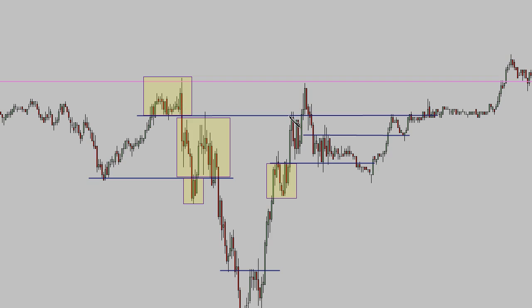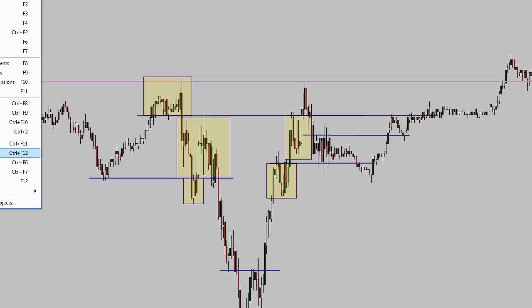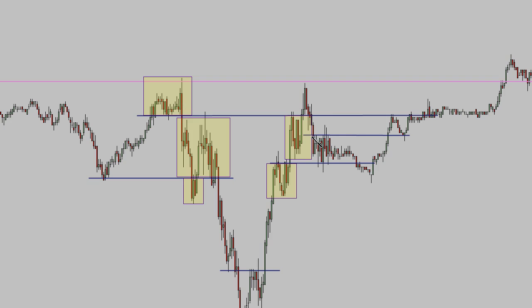So it's actually a good example to do is just to try boxing in these areas on a chart like this.